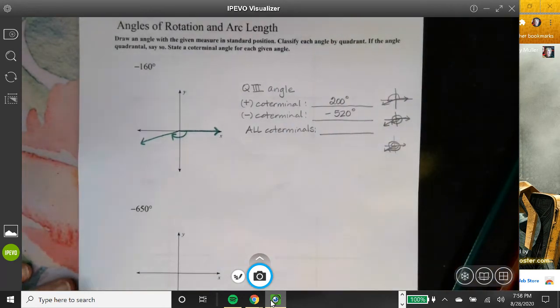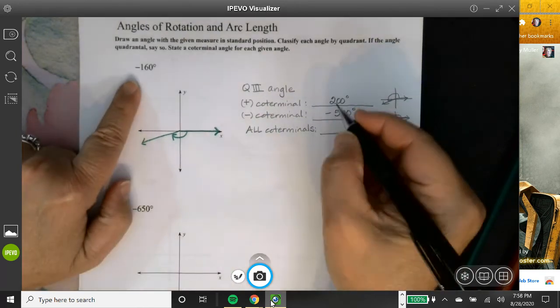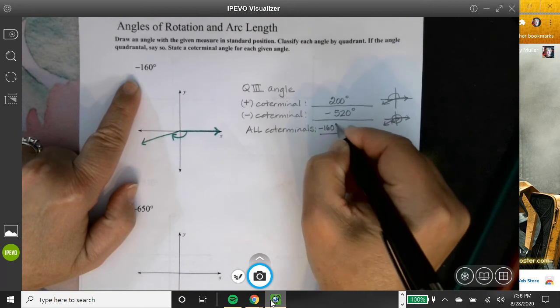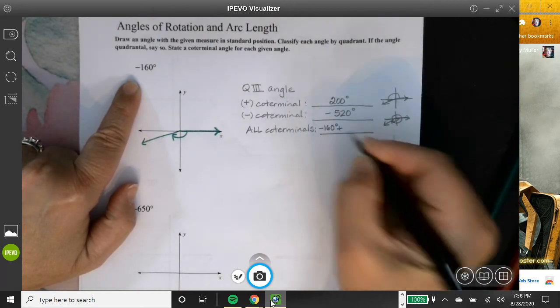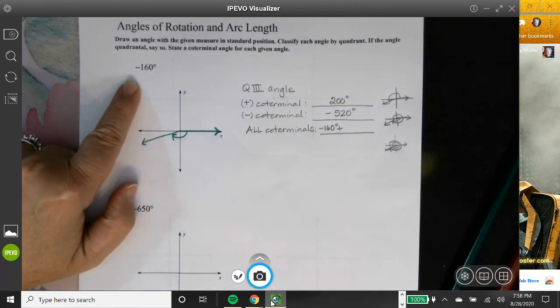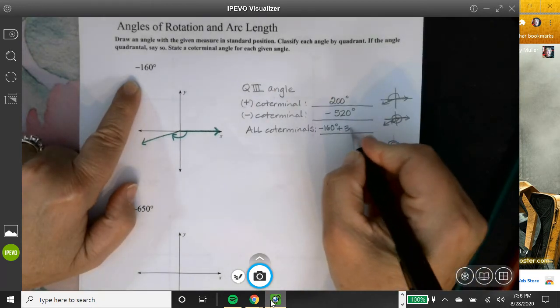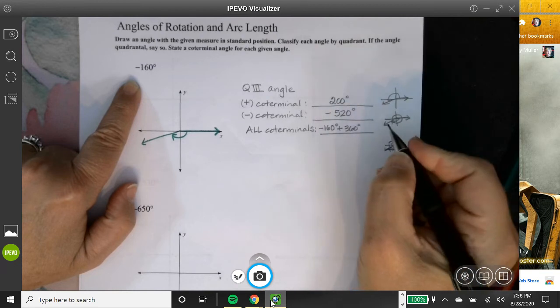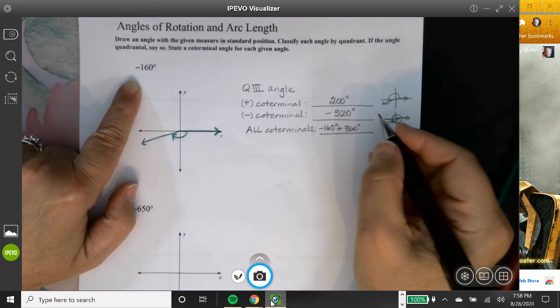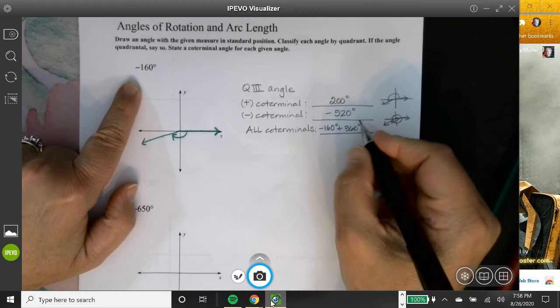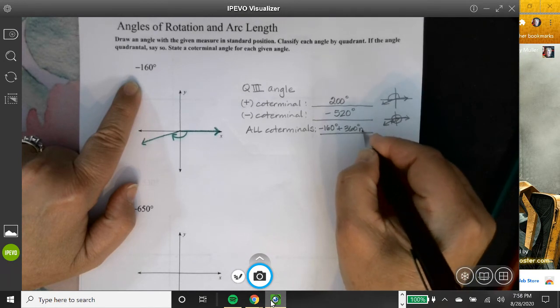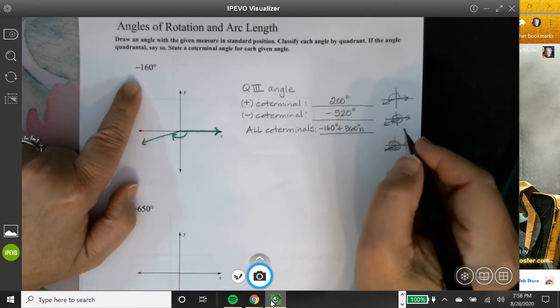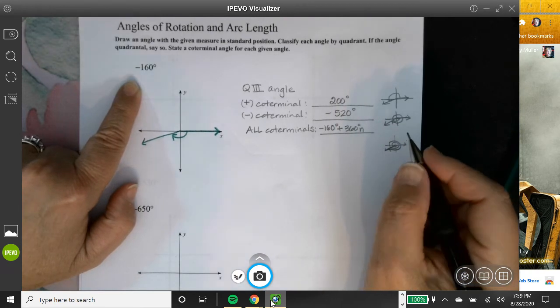So how could we write an expression that represents all the coterminal angles? Well, what I like to do is start with the initial angle. Okay, so negative 160 degrees plus, how do I get to the next coterminal? Well, I can continue to add 360 or subtract 360, increments of 360, and I could use a variable called n that represents the number of times that I'm going to go around the circle.